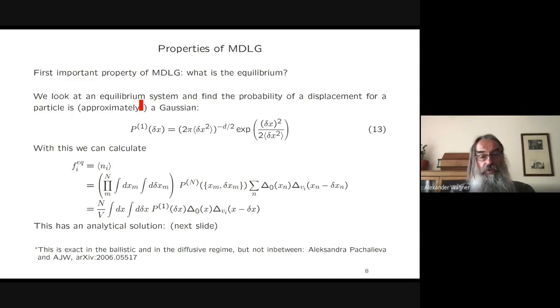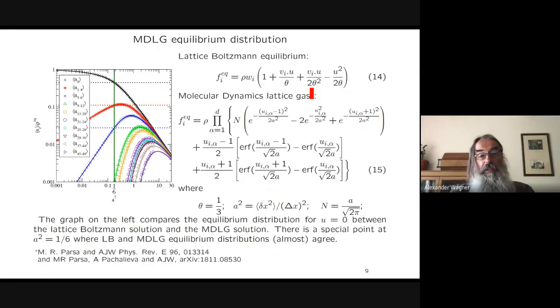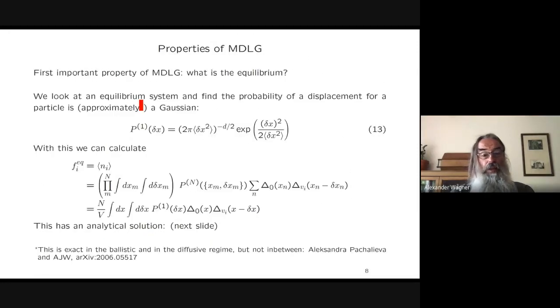And you can find an analytical solution for this if you make the assumption, in this equation 13, that these displacements are Gaussian. Now, that is another very interesting question, and we just recently found that that is not the case, that they're not always Gaussian. There's a ballistic regime and a diffusive regime where it's true, but in between it's not quite true.